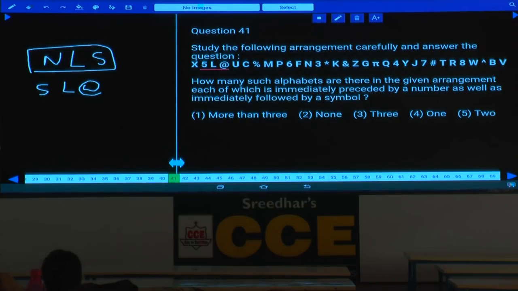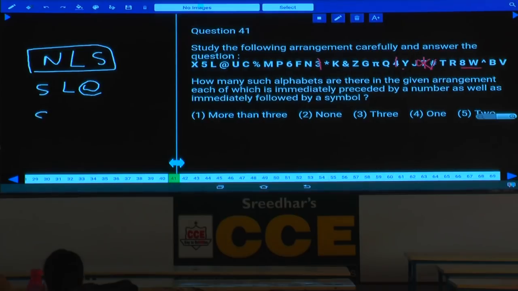And afterwards then 6. 6 and F is there, but it is not followed by a symbol. Next one, 3 is there, then the star symbol, immediately followed by a letter, but the first one should be a number. 3 is a number, but it is not followed by a letter. Next one, 4. 4 is a number followed by a letter and it is not followed by a symbol, so this is also ruled out. And 7 is here, 7 is a number and it is not followed by a letter, so this can also be ruled out. Then next one, 8 W.